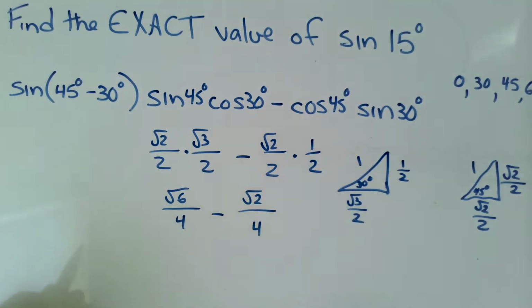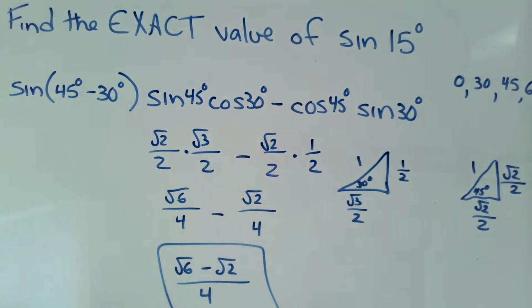These have the same denominator, so I can just subtract their numerators. And that is your exact value, right? I'm not approximating either of these irrational square root numbers. All right, let's do another one.